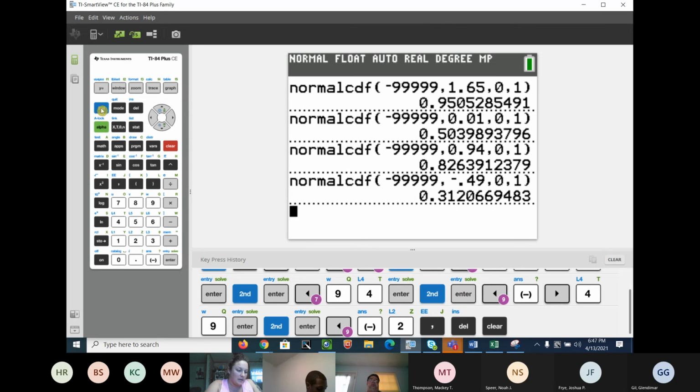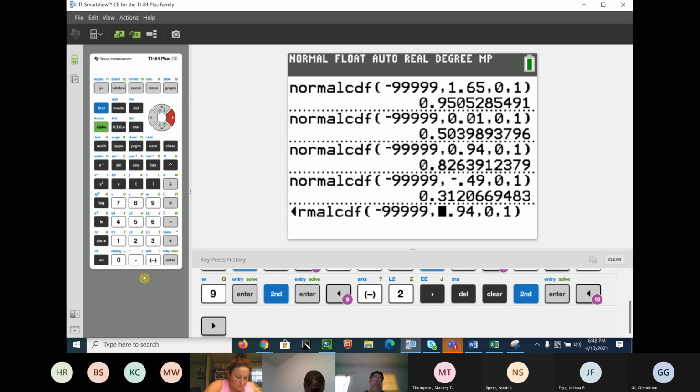Okay, so you said take negative, I'm sorry, 9999. Hold on a minute. I just cleared my dadgum computer. Hold on. You get irritated when I do that. Second, enter, and I'm going to change this to negative 2.0.